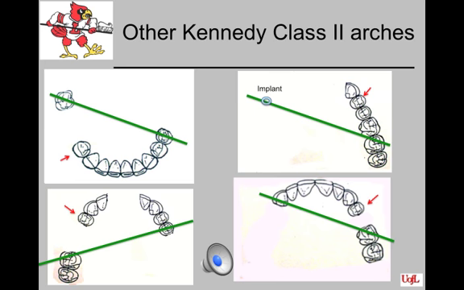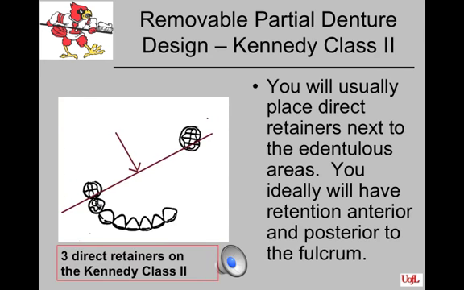On the upper right side of the arch, where you have no modification space, teeth from that canine on back, it's best to separate retention as much as possible. You would clasp either the canine or the first premolar and the second molar. We choose the first premolar as it is more aesthetic than clasping on the canine. You will usually place direct retainers anterior and posterior to the edentulous areas. You would like to have retention anterior and posterior to our fulcrum line.